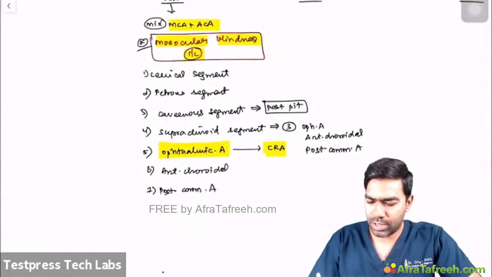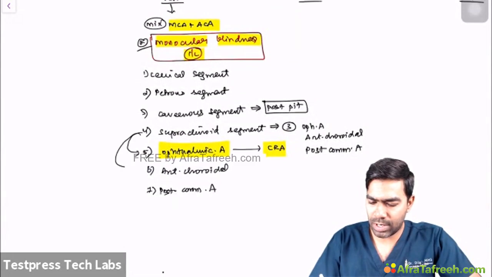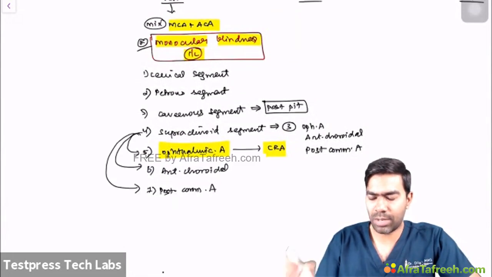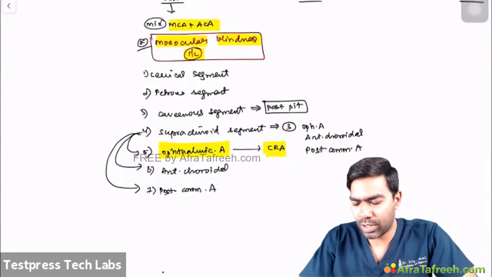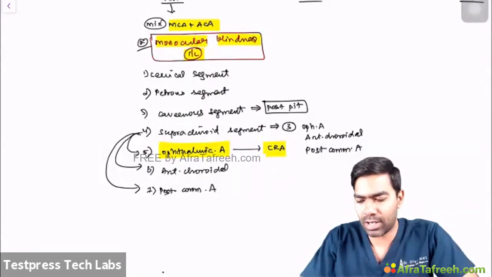From the supraclinoid segment only, you are going to get these 3 branches. That is ophthalmic artery, anterior choroidal artery, and you are going to get the posterior communicating artery as well. So ophthalmic artery, we know that is the one that's going to give rise to the central retinal artery, which is going to supply the entire ipsilateral eye's retina.